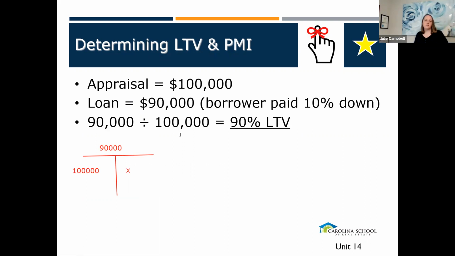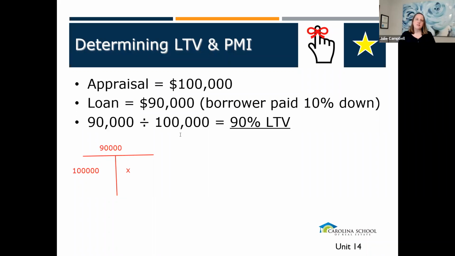That fourth line means divide. So you take 90,000, divide it by 100,000, which means through the eyes of the lender of the appraised value, how much is the borrower asking for? 90%.